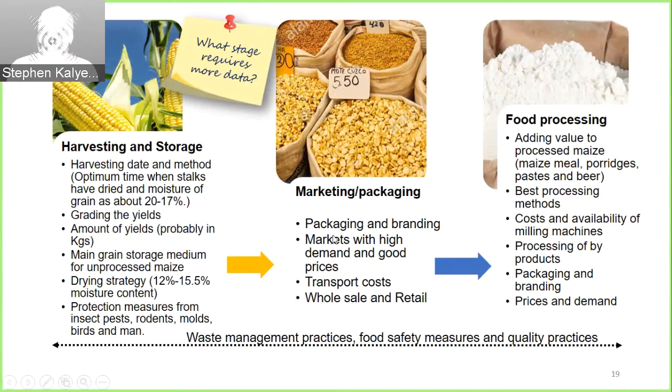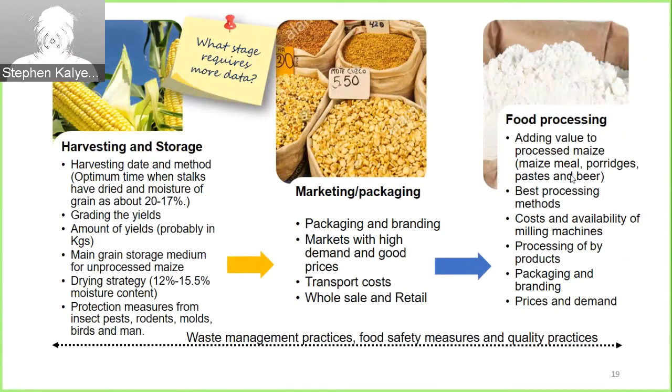When we come to marketing and packaging, this is the information required, the packaging and the branding practices. Okay, if I've sold my maize, I need to know how best I can brand it, how best I can package it, what are the best markets, which markets are having higher prices, higher demands, and along the way I incur transport costs. I need to identify what are the best routes. If I do have regional markets and international markets, I need to identify which markets are having the best prices. Identify the wholesalers and retailers.